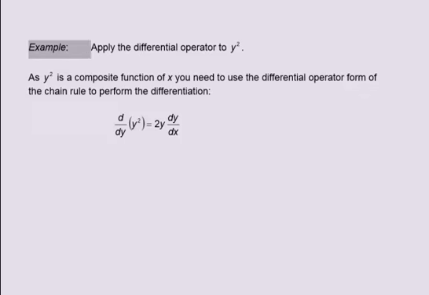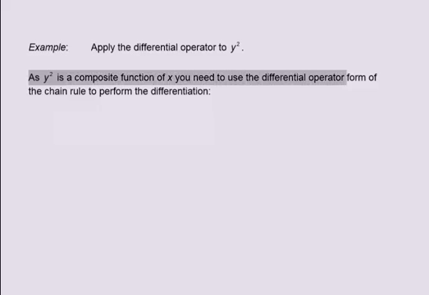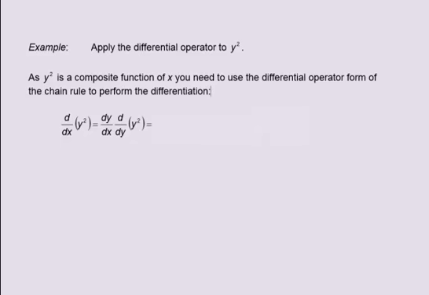Example: apply the differential operator to y squared. As y squared is a composite function of x, you need to use the differential operator form of the chain rule to perform the differentiation. d by dx of y squared equals dy by dx multiplied by d by dy of y squared, which equals 2y multiplied by dy by dx.